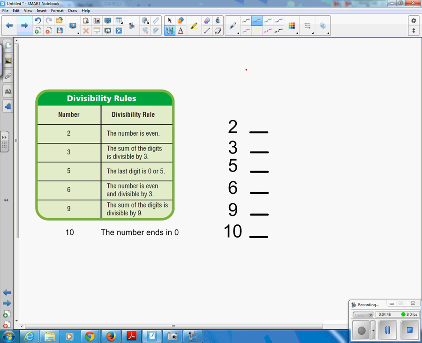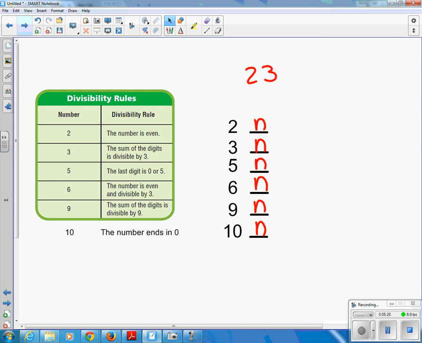Let's do the number 23. Okay, 23 is not even, so it's not for the 2. 2 plus 3 is 5, and 5 is not a multiple of 3, so that's a no. For 5, it has to end in 5 or 0, and this one ends in a 3, so nope. 6, it has to follow 2 and 3, and 2 and 3 are no, so 6 is going to be a no. About 9, 2 plus 3 is 5, and we have to have a multiple of 9, so it's going to be a no for 9. 10 has to end in a 0, and this one ends in a 3, so nope. None of these numbers are factors of 23.